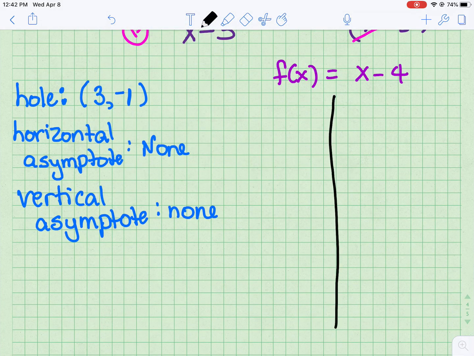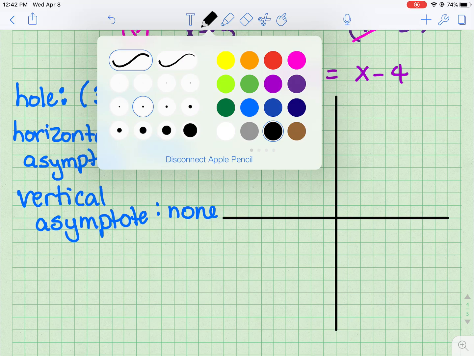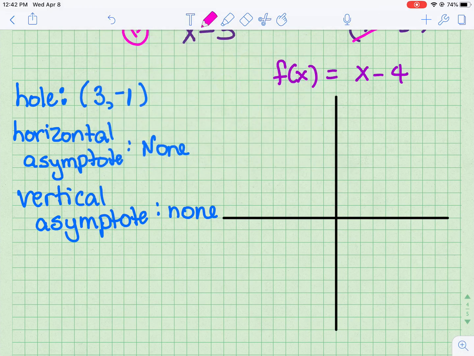So when I go to graph it, I like to put the hole in first and then finish off the graph. You don't have to; it doesn't matter. This is just the way I do it. I know I have a hole at (3, -1): 1, 2, 3, -1. So I have a hole there. And then I just graph my line. You could do it on a graphing calculator, but my line starts at -4, my slope is up 1 over 1, and then I draw a line that skips over that hole.